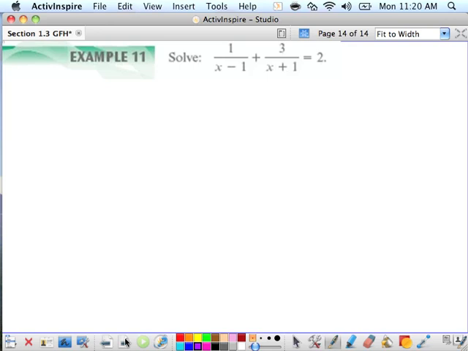What are the 2 restrictions? X cannot be 1 or negative 1. If I get either one of those, I have to throw it out as an extraneous solution. Then, what is my least common denominator? X minus 1 times x plus 1. So I need to multiply all 3 of those terms through by x minus 1, x plus 1. Simplify and see what I have left over.